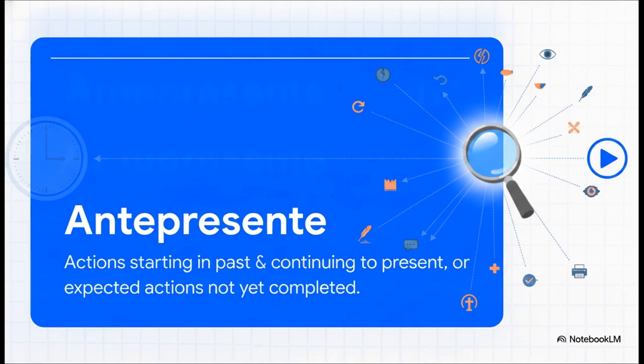So the antepresente is used for actions that started in the past and just keep continuing right up into the present. Or, for expected actions that just haven't been completed quite yet. Now, if you're a native English speaker, this is going to feel super familiar. It's essentially the direct equivalent of the English present perfect tense. Think of sentences like, I have worked here for years, or they have not arrived yet. It's that vital bridge connecting the past right up to the present moment.